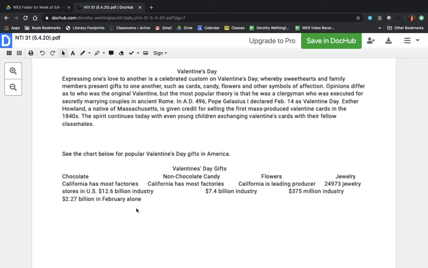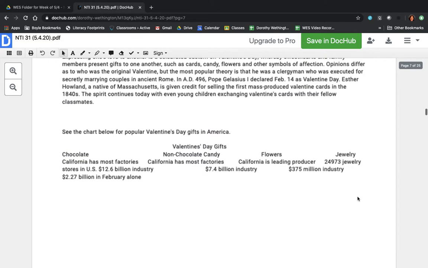See the chart below for popular Valentine's Day gifts in America. Chocolate. California has the most factory stores in the U.S. It is a 12.6 billion industry, with 2.27 billion in February alone. Non-chocolate candy. California has the most factories, a 7.4 billion industry. Flowers. California is the leading producer, a $375 million industry. And then jewelry.